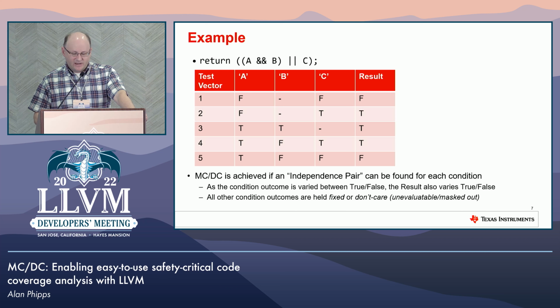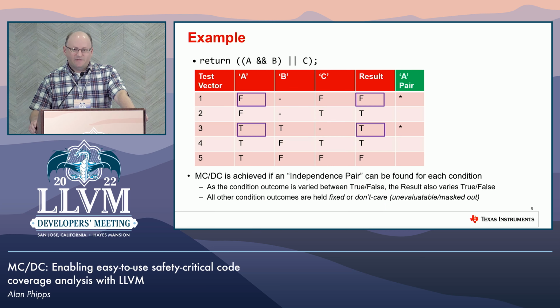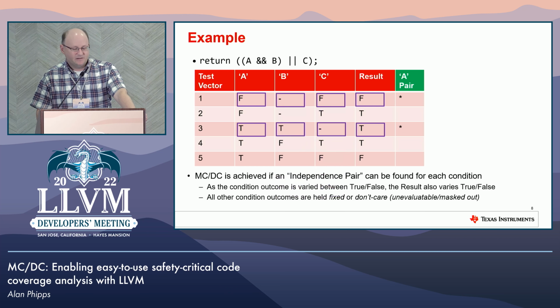So in this particular case, to show MCDC for condition A, we need to execute test vectors 1 and 3. That's because as we vary the outcome of condition A between true and false, the result also varies between true and false. The other conditions are held fixed, or in this case, there's don't cares there because there's unevaluatable cases.